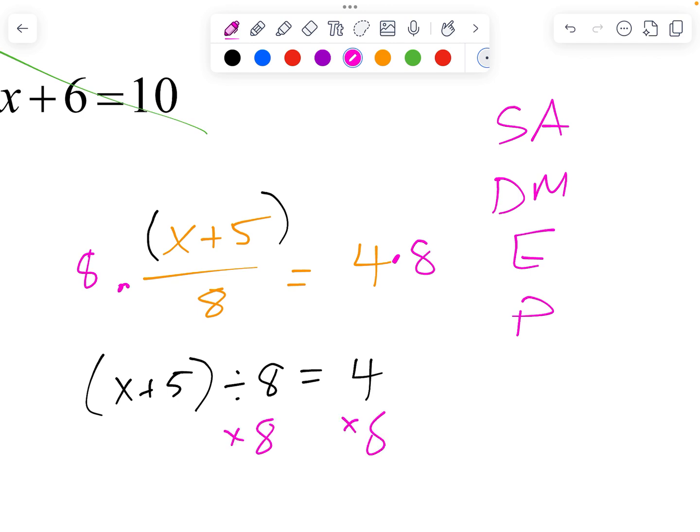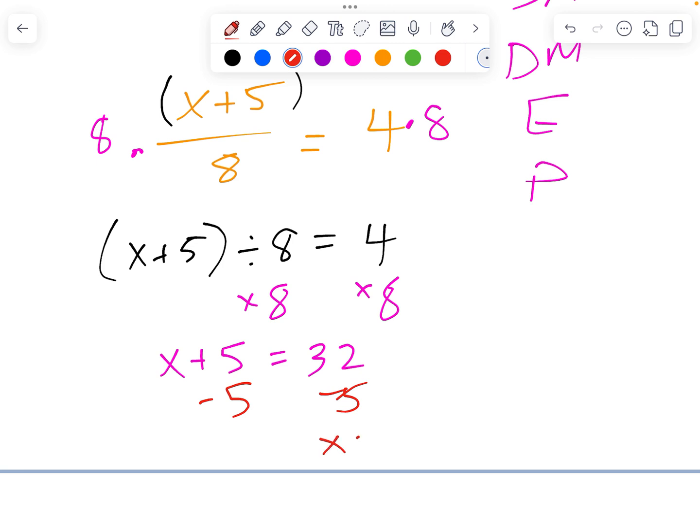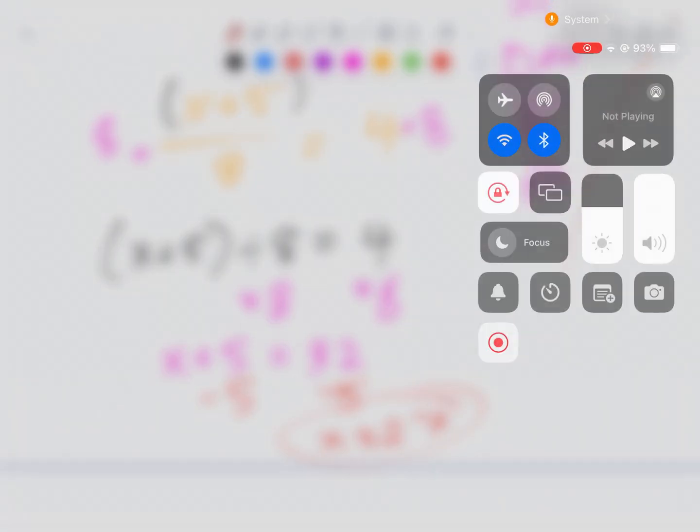So I actually have to multiply by 8 first here, and then I'm left with x plus 5 equals 32. And I don't need the parentheses anymore because at this point, x plus 5 in parentheses is the same as x plus 5 without parentheses. So I'm going to subtract 5 from both sides and in this one, I would get x equals 27. We'll look at some harder problems in the next video.